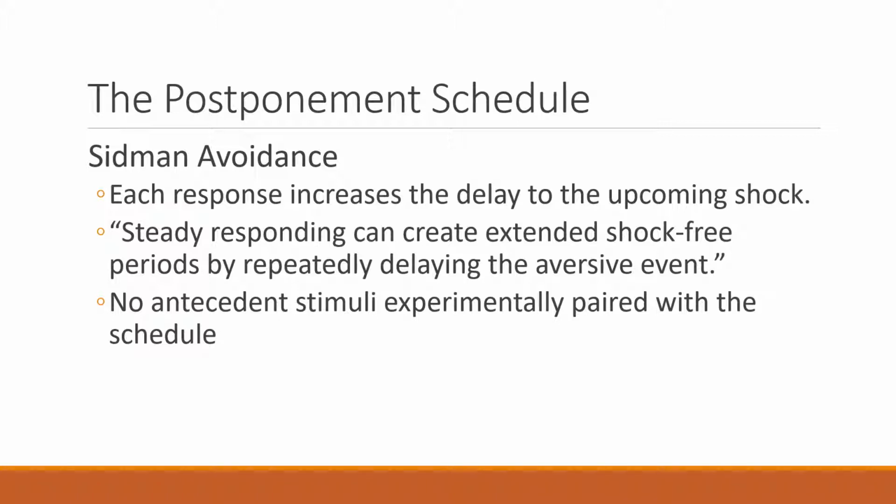What we tend to see with this setup is a scallop of responding similar to what we see on an FI schedule. As time goes on, as the shock time comes closer and closer, rate of response increases. However, since an aversive stimulus must be experienced in order for avoidance to continue to occur long-term, responding eventually slows down and stops again. Then, a shock is experienced, and rate of response right after the shock occurs is low. And it accelerates again as the next shock approaches.